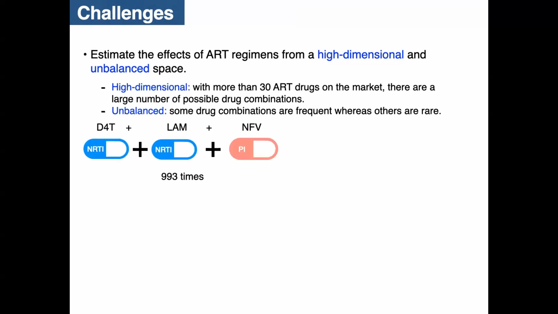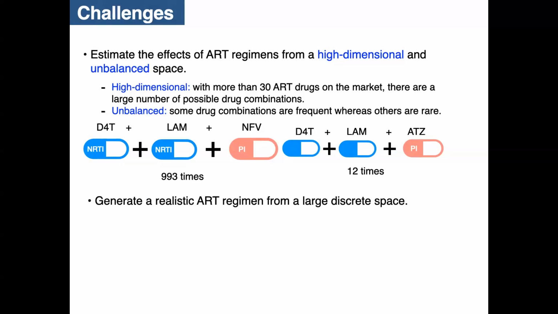For example, for this drug regimen, like 2 NRTI drugs and 1 PI, it was recorded about 1,000 times in the data. However, another similar regimen, with the same 2 NRTI drugs but another PI drug, was only recorded 12 times. So we can see these are very similar drug regimens, but they are very unbalanced. So we need to estimate the ART effect from this high-dimensional and unbalanced space.